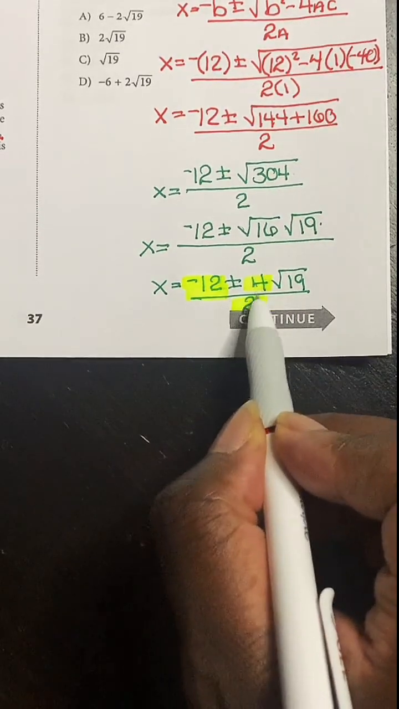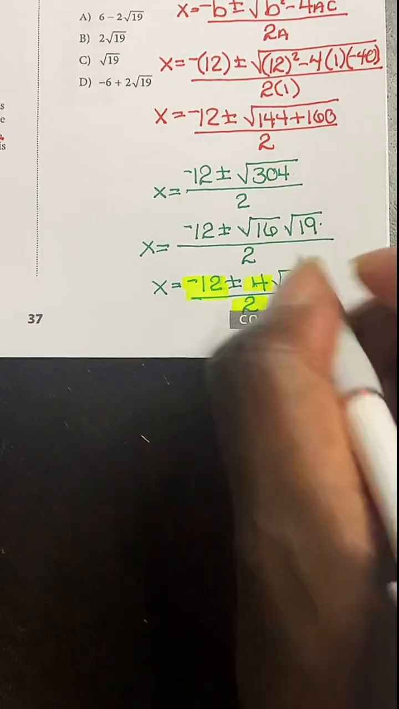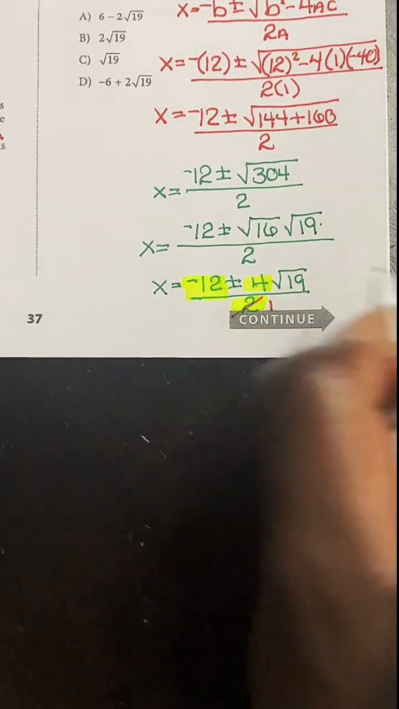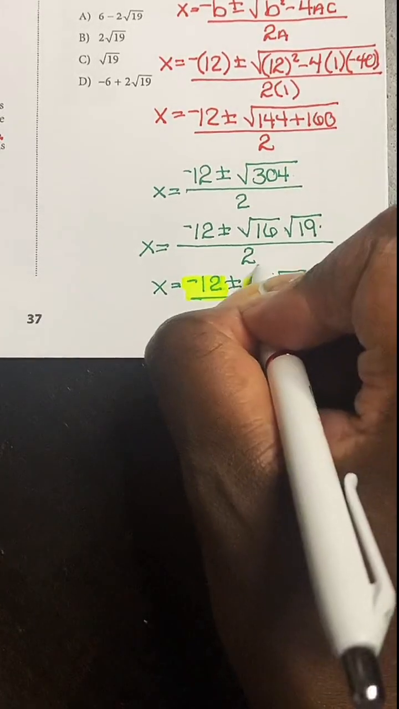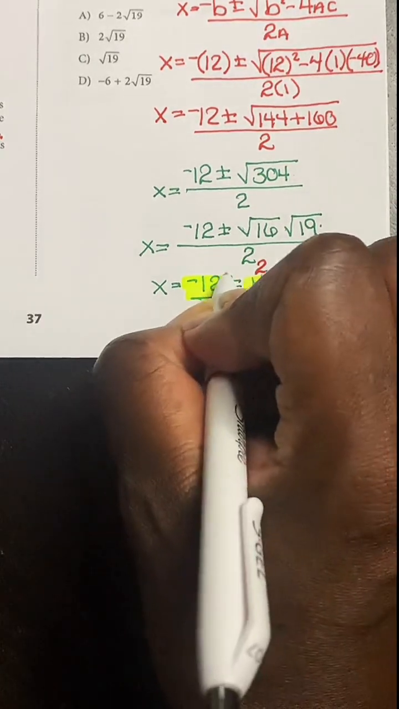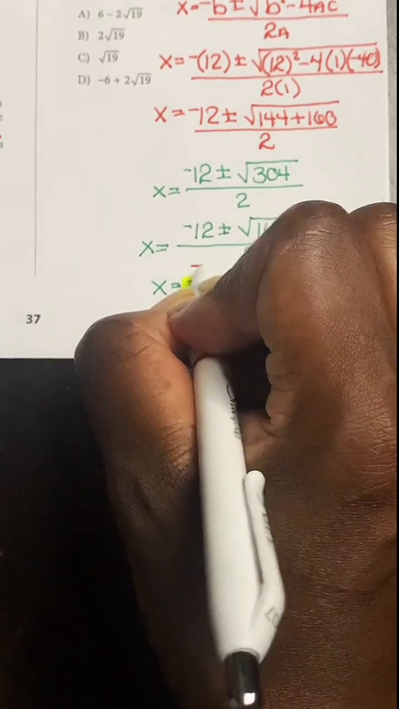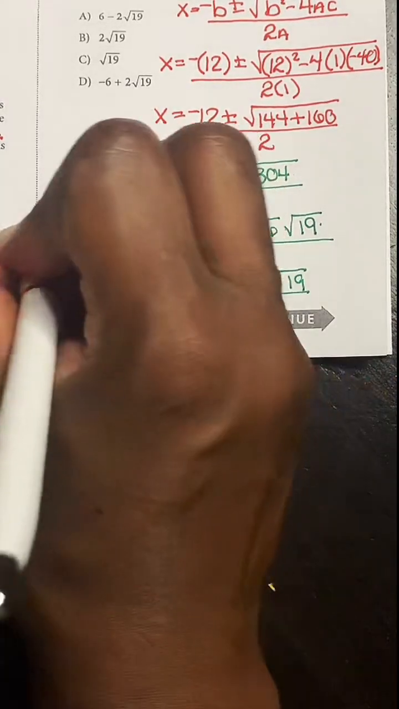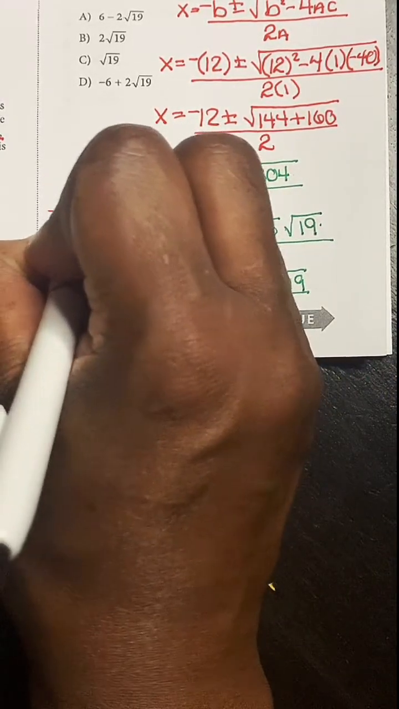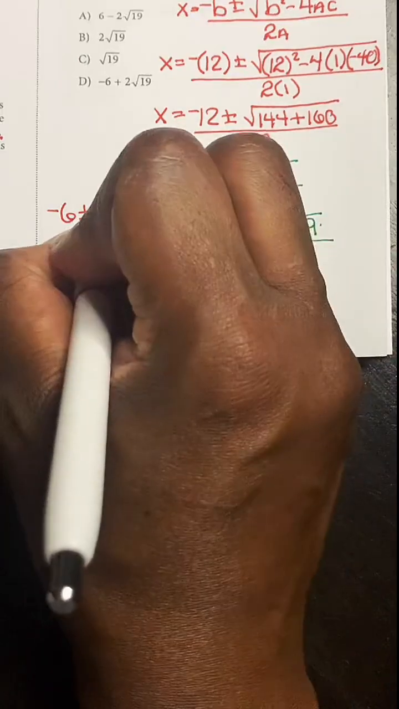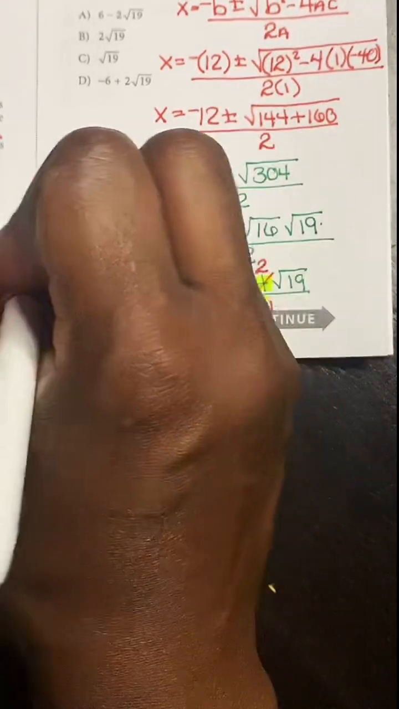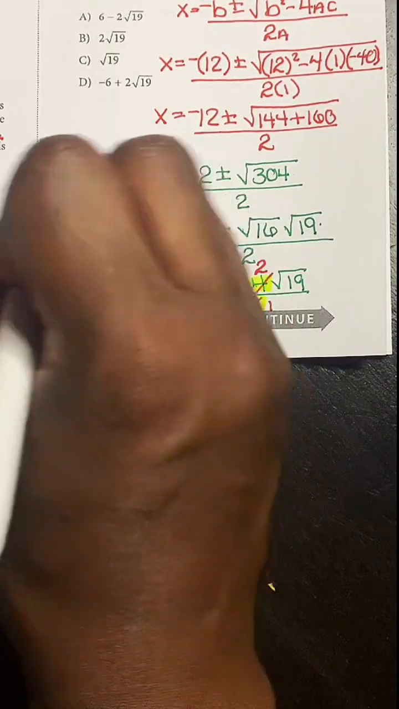So they all have 2, 4, and negative 12. So they all have 2 in common. So that's going to turn to a 1. This 4 is going to turn into a 2. And this negative 12 is going to turn into a negative 6. So we have negative 6 plus or minus 2 square root of 19. That's going to be your answer.